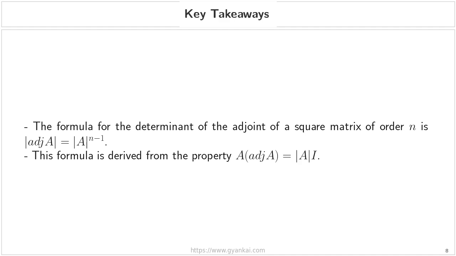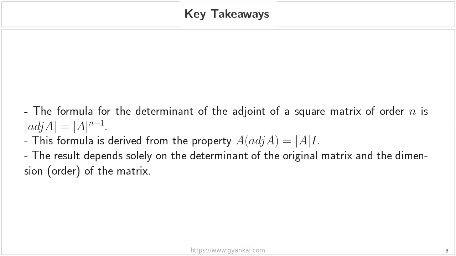It is important to remember that we didn't just pull this formula out of thin air. As we saw in our derivation earlier, this entire relationship is derived directly from the fundamental property, where matrix A multiplied by its adjoint equals the determinant of A times the identity matrix.